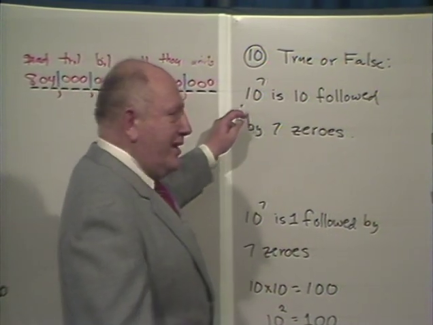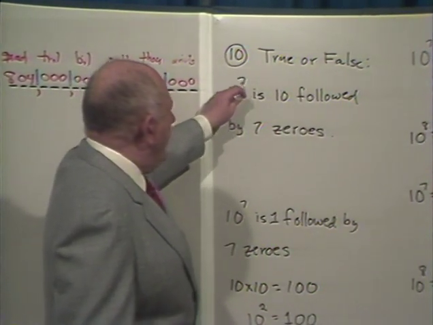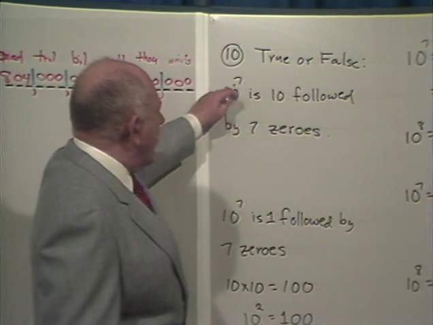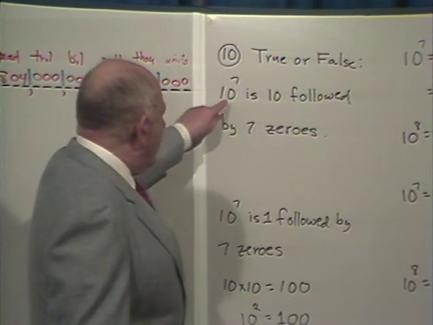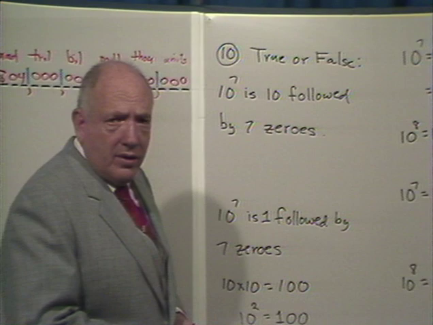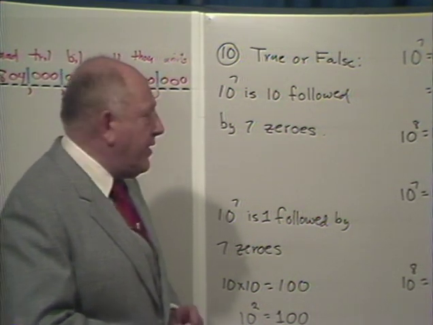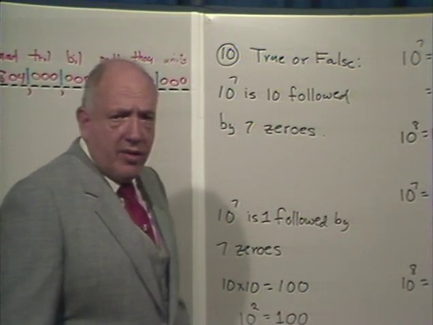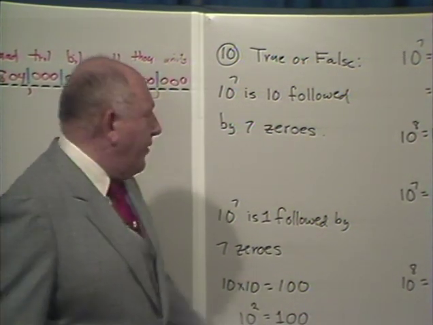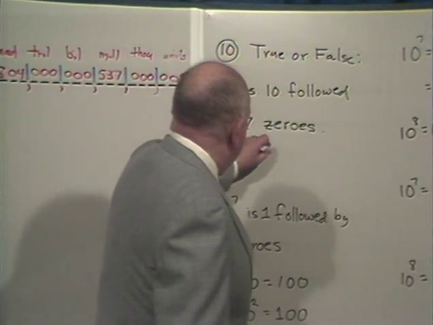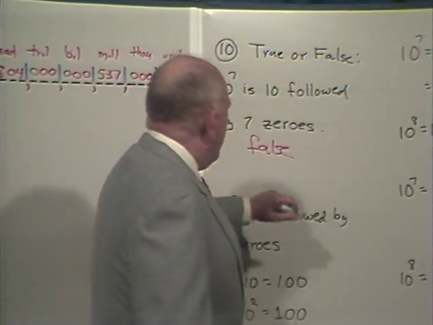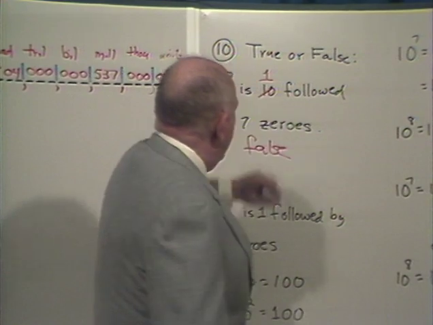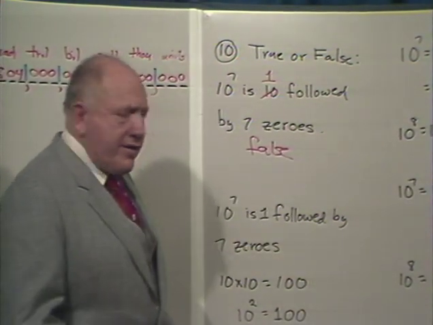But look what happens over here. I said 10 to the 7th power. Remember, 10 is called the base, 7 is called the exponent. This is read as 10 to the 7th power, okay? And that's called a power of 10. 10 to the 7th power is 10 followed by 7 zeros. Is that true or false? And the answer is, it's false. What it really is a 1 followed by 7 zeros.